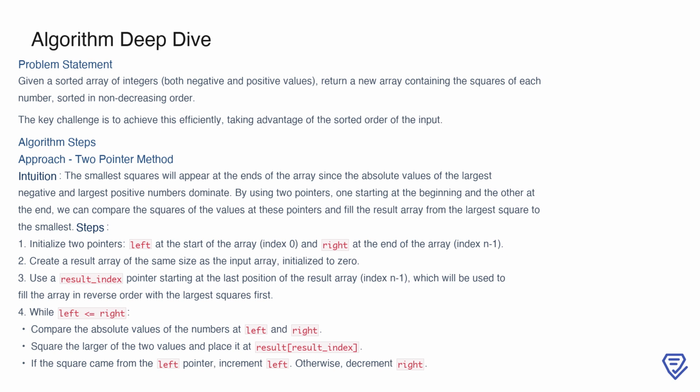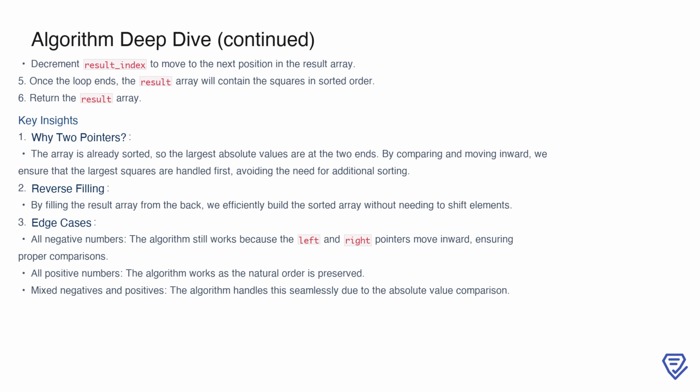While the left pointer is less than or equal to the right pointer, we compare the absolute values of the numbers at these positions, square the larger one, and place it in the result array at the index specified by result_index. Depending on which pointer provided the larger square, we either increment the left pointer or decrement the right pointer. After placing the square in the result array, we decrement result_index to move to the next position. This process continues until the left and right pointers cross each other, ensuring all squares are placed into the result array in sorted order. Finally, we return the result array.